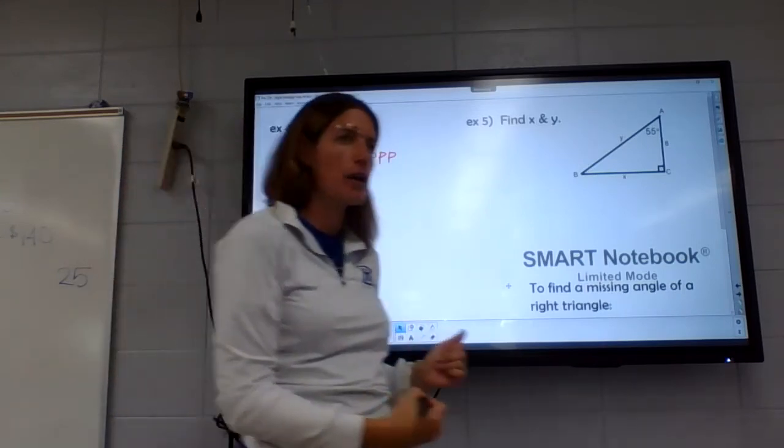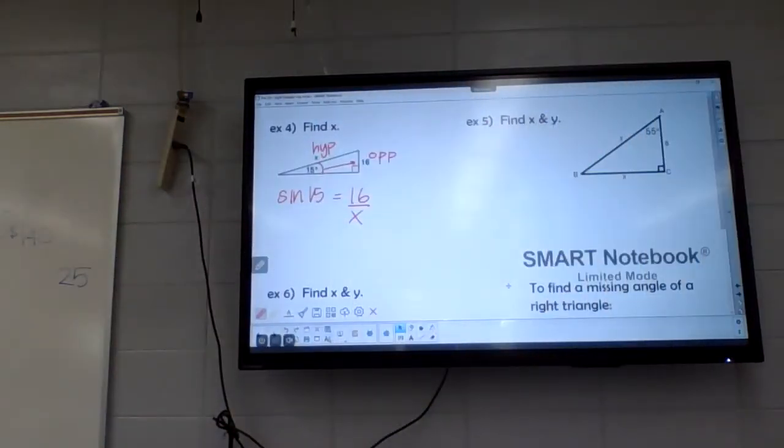Why is this not great for us? You can't just straight up multiply. We don't get to just multiply by 16 to get rid of that, because the x is in the denominator, because it's the opposite over the hypotenuse.